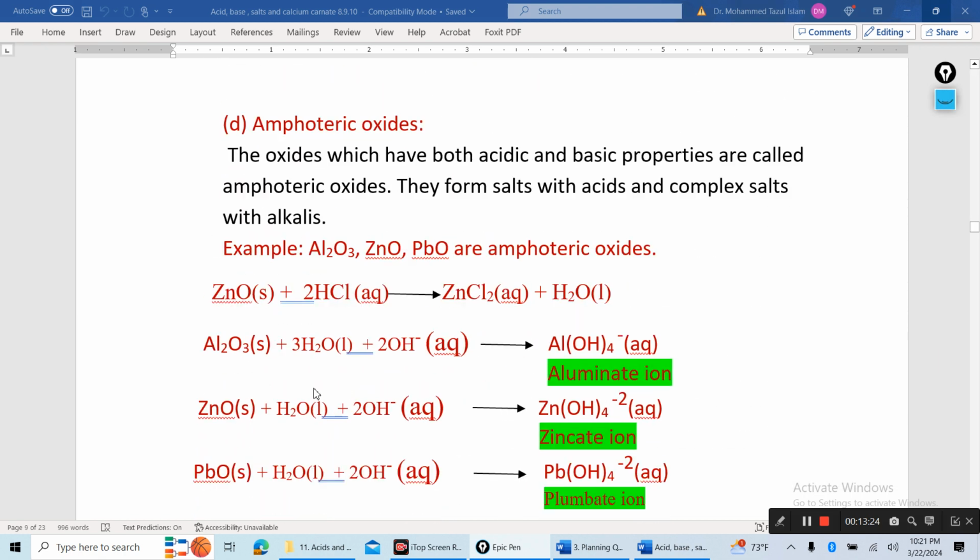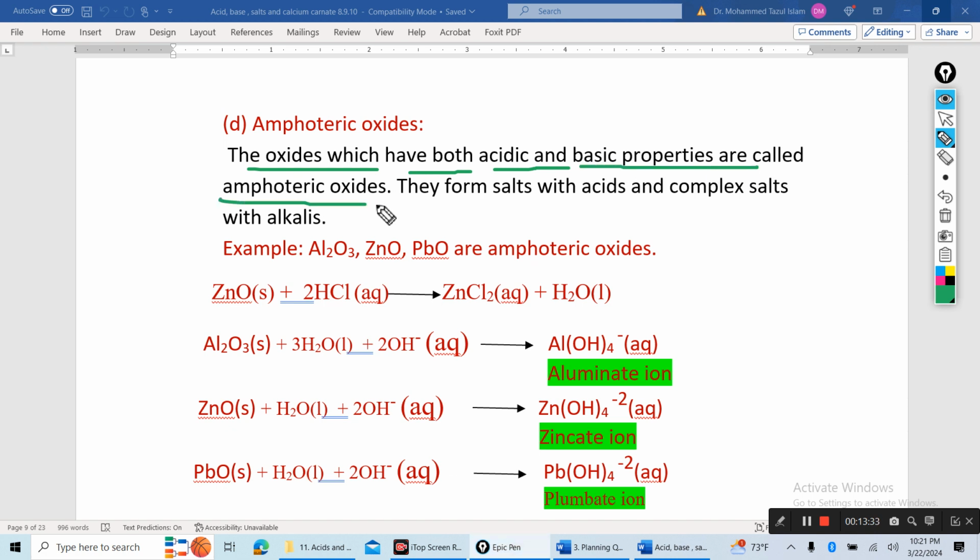Now, amphoteric oxide: the oxides which have both acidic and basic properties are called amphoteric oxides. They form salt with acid and complex salt with alkalis. You know, aluminum oxide, zinc oxide, lead oxide are amphoteric oxides. Amphoteric oxide reacts with acid to form salt. Here zinc oxide is an amphoteric oxide, it reacts with acid to produce salt.